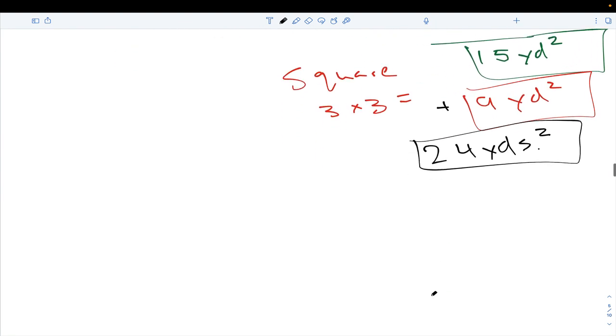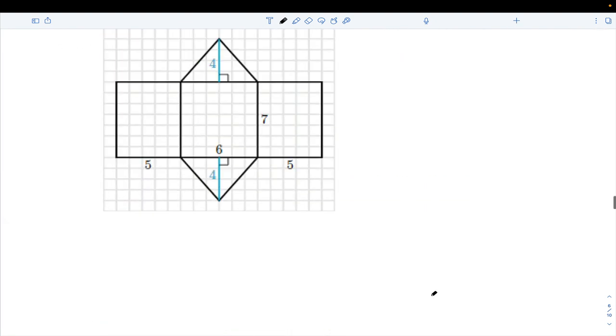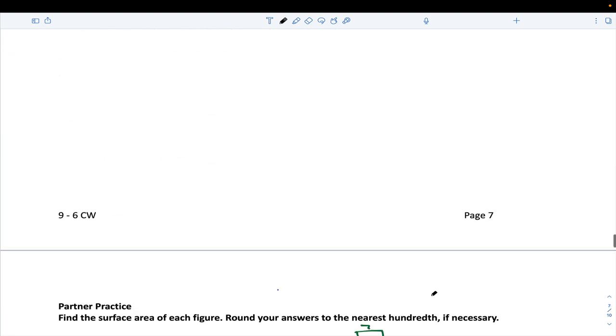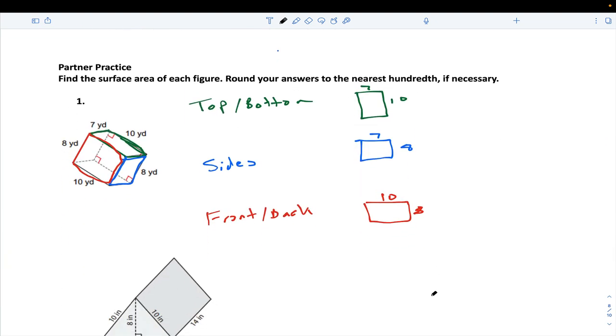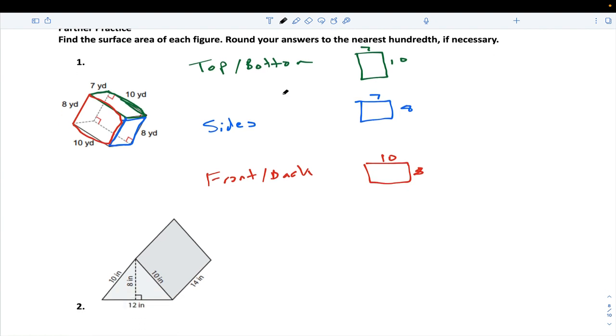If you got a blunder, fix it. We are going to go past example 4. Flip your page past the you try and go to partner practice. We got one problem on each page. I know that was not intended. It was.